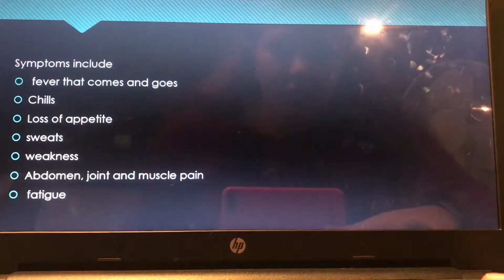The symptoms of Brucella abortus are a fever that comes and goes, chills, loss of appetite, sweats, weakness, abdomen, joint, and muscle pain, and fatigue.